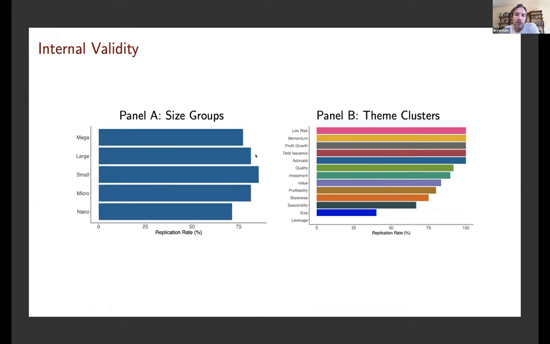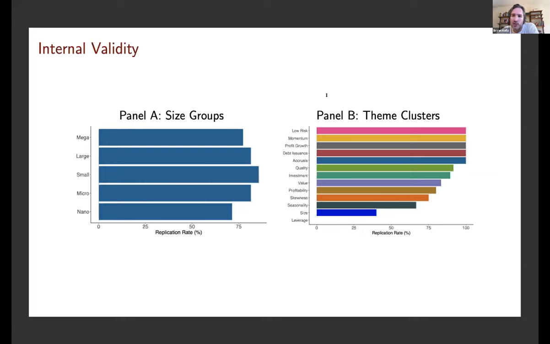Note that a lot of the literature has criticized replicability on the basis of size, arguing that a lot of these effects only show up in small stocks. We see that's not the case here. We break this down into five different size groupings, from mega, which is every stock above the NYSE 80th percentile, truly huge stocks, down to nano, which is every stock below the first percentile of NYSE. And you see the replication rate varies between mid 70s to low 80s.